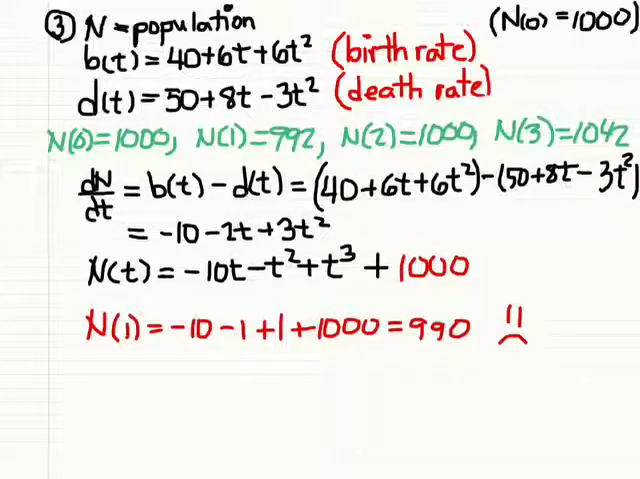Let's double check. So 40 minus 50 is negative 10. 6t minus 8t is negative 2t. 6t squared minus, that's my mistake. Negative, negative. So remember, that's a common mistake. So let's go back and fix that. We should have had, instead of plus 3t squared, we should have been plus 9t squared.